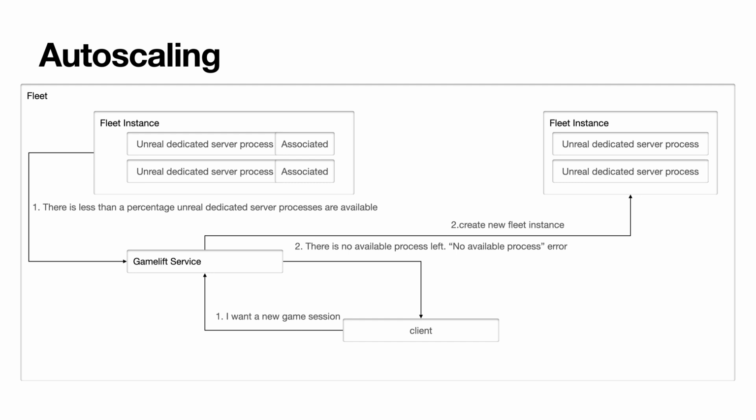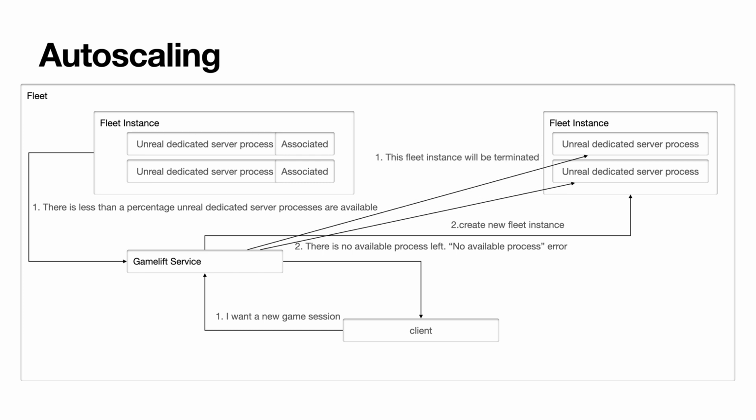Because powering up a VPC will take some time, we always need to set a larger percentage to make sure the VPC will be on before available Unreal dedicated server processes run out, or a no available process error will be returned to some clients. The number of VPCs in the fleet will keep increasing as the player number increases. But when the player number is dropping, we need to power off unused VPCs to make sure our money won't be wasted on unused resources. So, auto-scaling will handle scale down logic for us too.